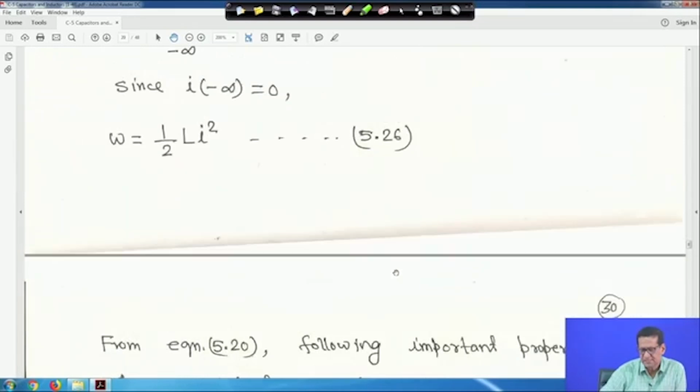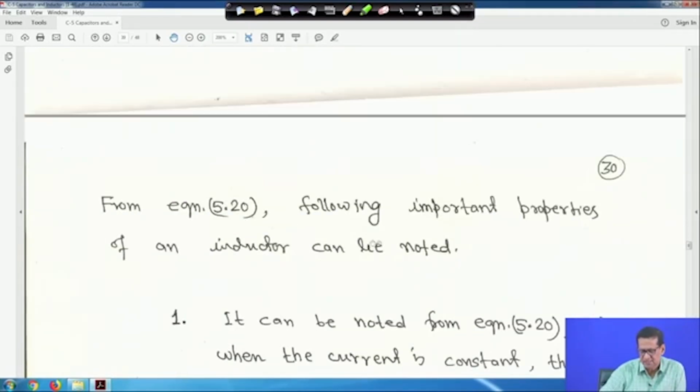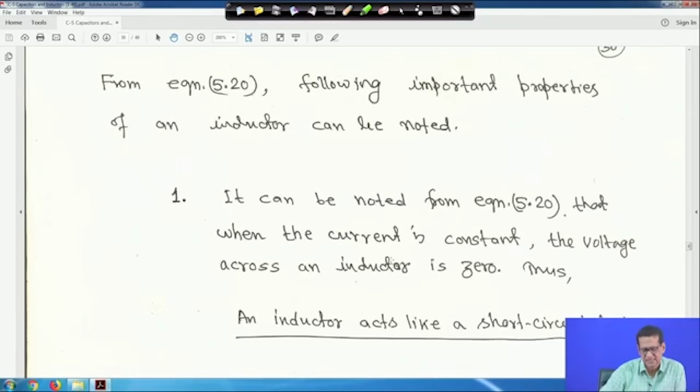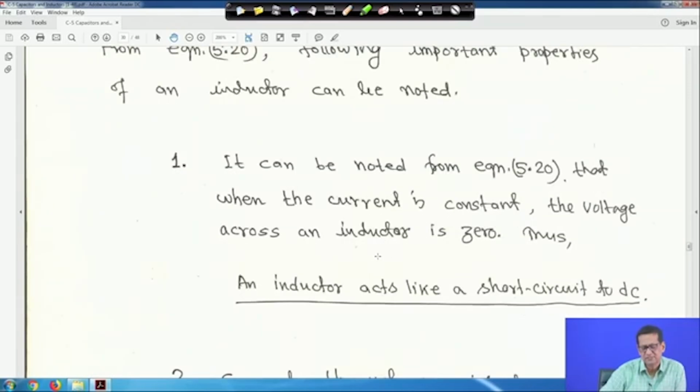Now, the following important properties of an inductor can be noted. Like the capacitor, where we saw some properties, in the same way we will see them for the inductor. Equation 20 is V is equal to L into di by dt.